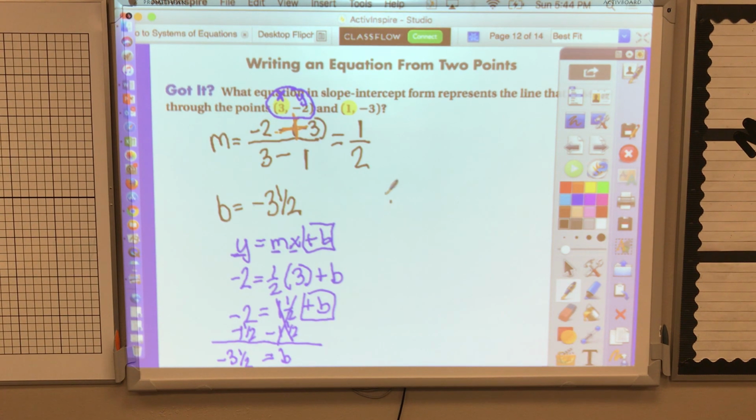y equals mx plus b. y has to be in that equation. m is 1/2. x has to be in the equation. And b is -3.5, so minus 3 and 1/2. And there's my equation, given those two ordered pairs. Let's try one more like that.